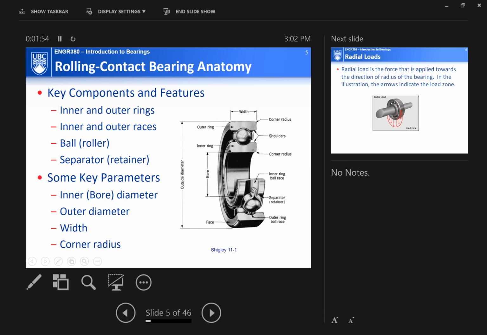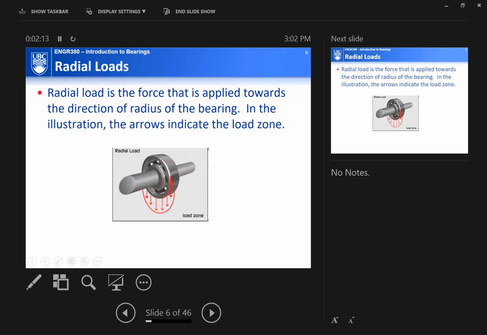And often there will also be seals or shields outside this bearing right here. So this is a typical ball bearing shown right here. Instead of balls right here, it could also be rollers.